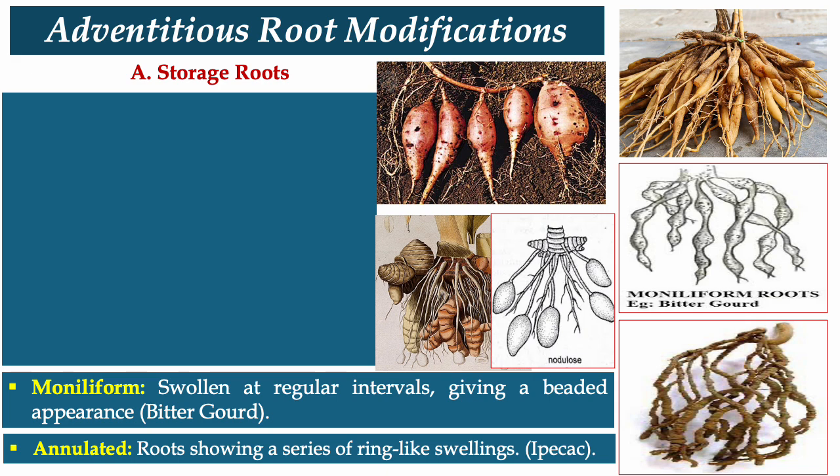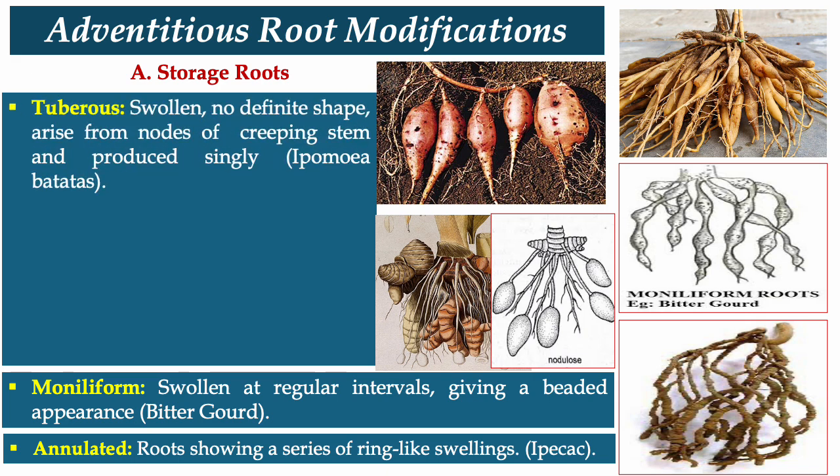The adventitious root modifications arise from any part of the plant other than the radicle. Here are some examples. Storage roots. It includes tuberous roots. These roots are swollen without any definite shape. Tuberous roots are produced singly and not in clusters. These roots arise from the nodes of a creeping stem.